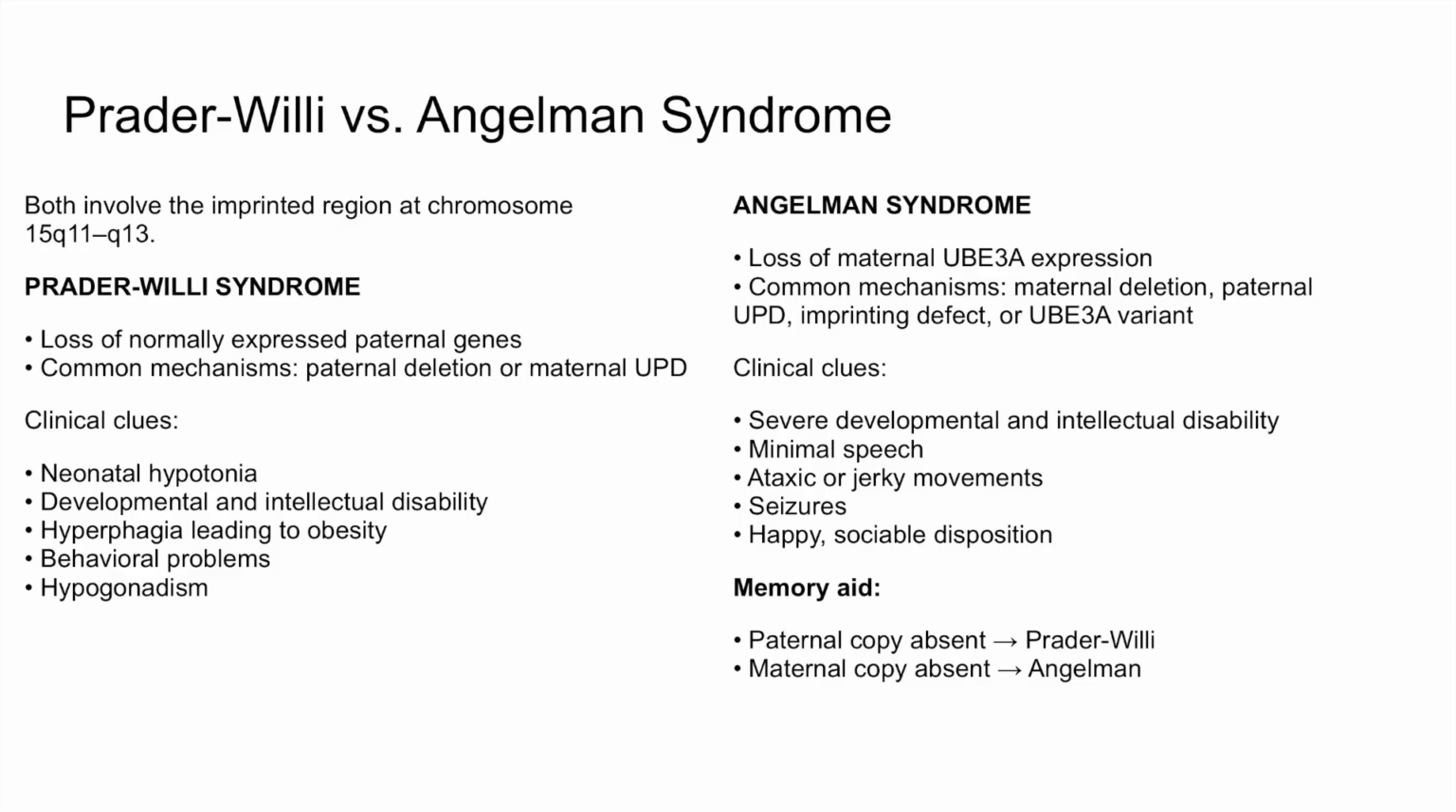Angelman syndrome results from a loss of the maternal UBE3A expression in the brain. So patients commonly have severe developmental disability, minimal speech, seizures, ataxic movements, and a characteristically happy or excitable disposition. So the essential memory line here is that absent paternal expression causes Prader-Willi, whereas absent maternal expression causes Angelman.